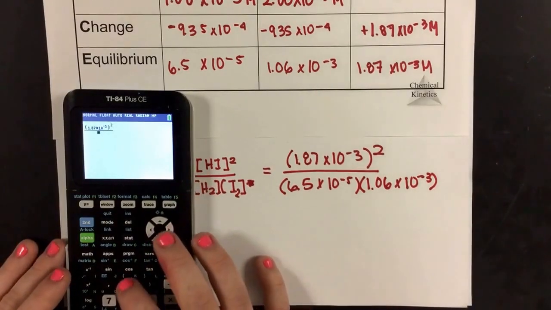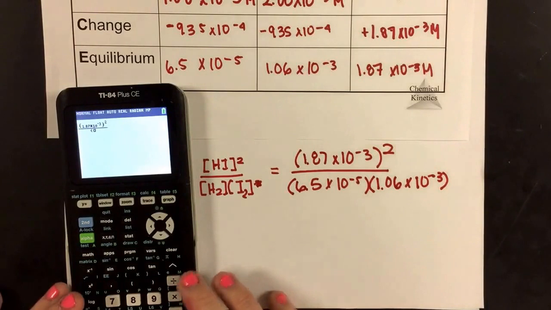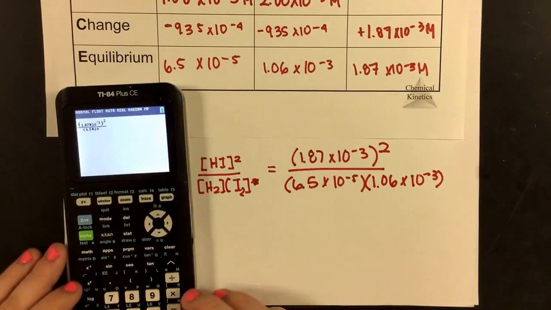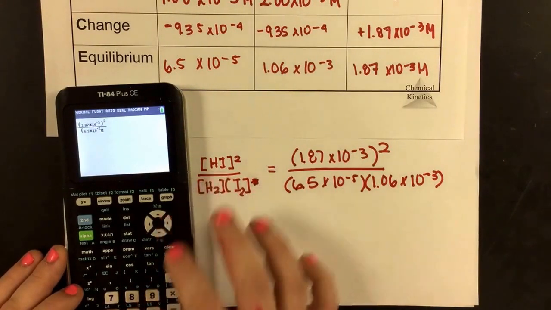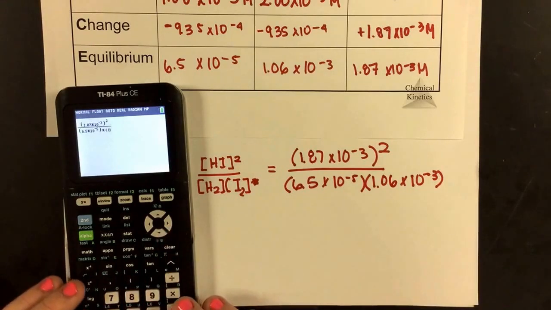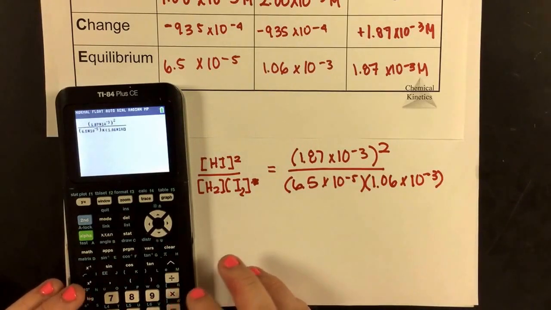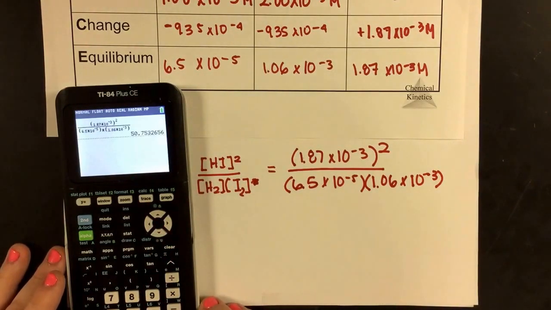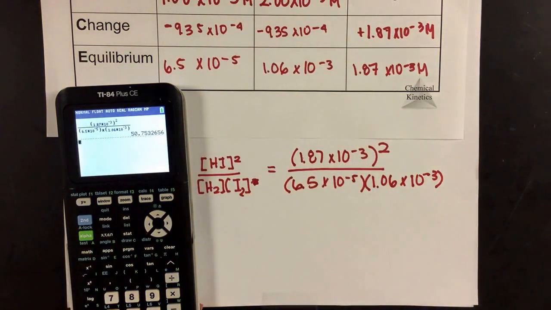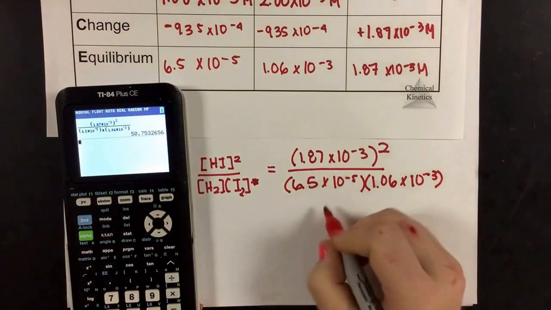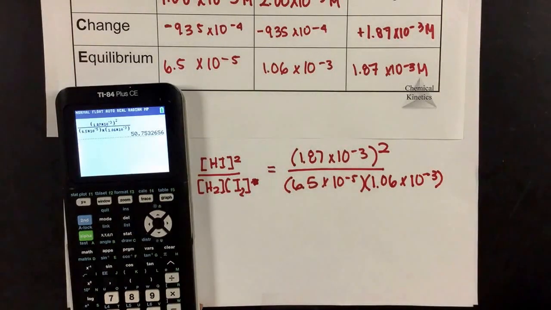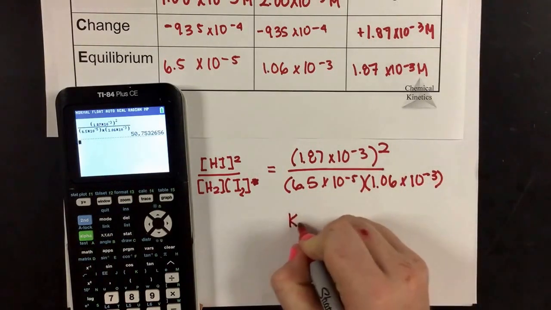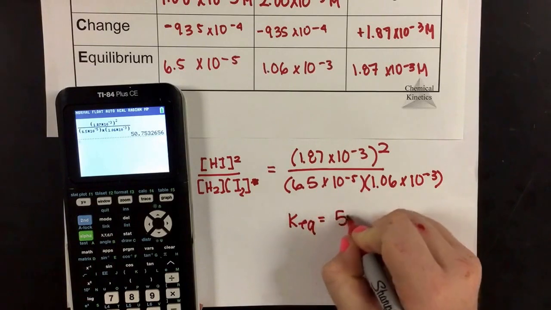Now you plug in the stuff in the denominator, which is 6.5 times 10 to the negative fifth, and then you're going to multiply that by 1.06 times 10 to the negative third. And so then you just solve that, and you get 50.75326, which, taking into account significant figures, will end up being 51. So the KEQ for this reaction is 51.